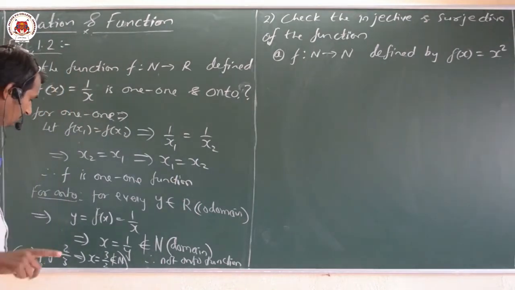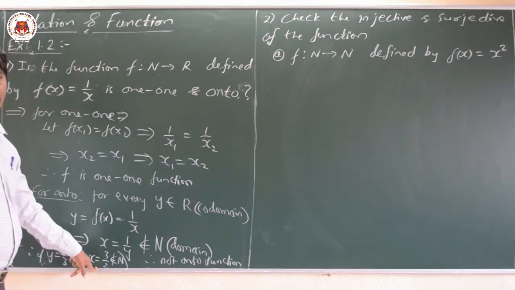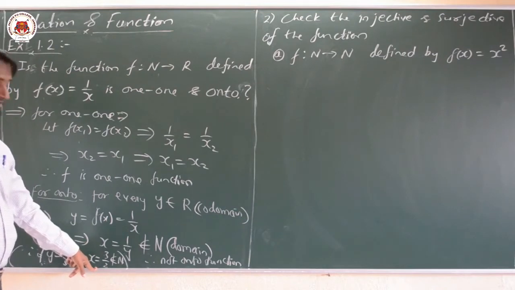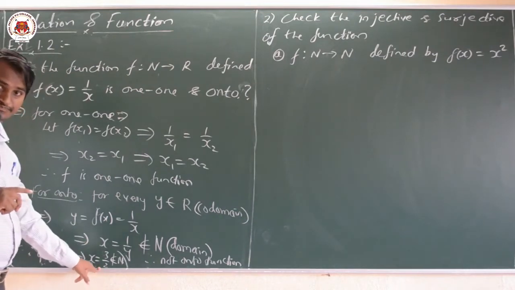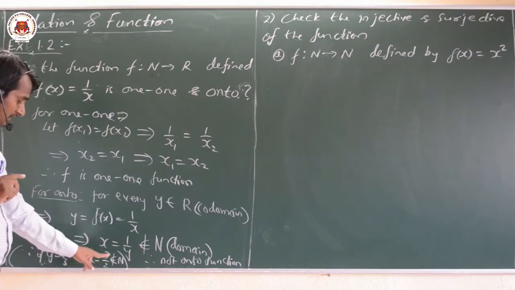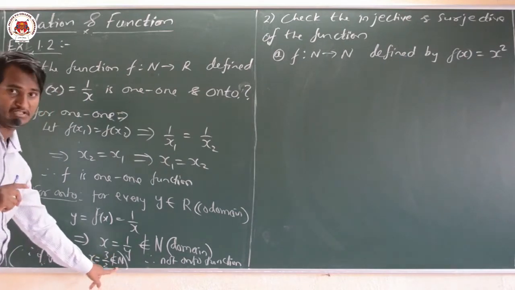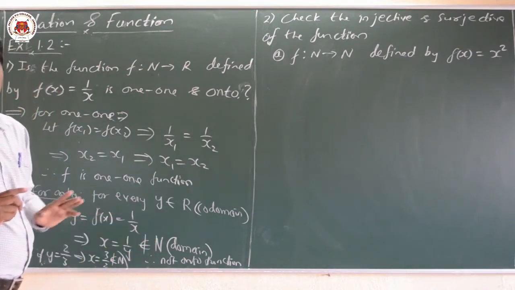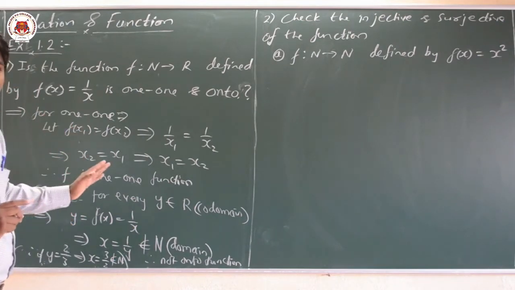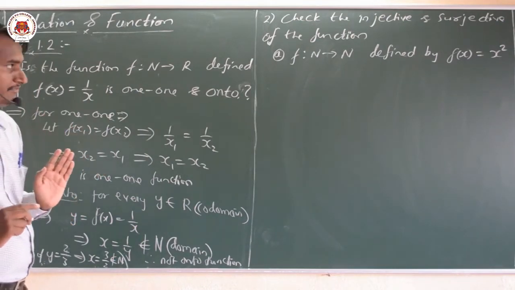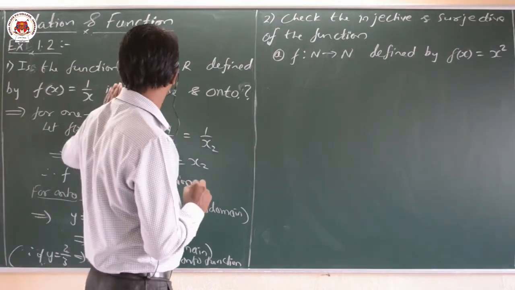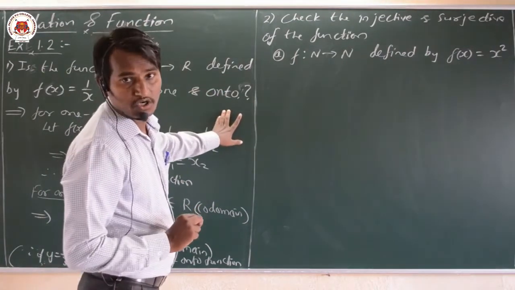Why is it not onto? Because 3 by 2 is not a natural number. Okay, dear friends, it may be a rational number, it may be a real number, but it is not a natural number. Therefore it is not an onto function. It is a very, very simple problem asked in your question paper. Now therefore the given function is one-one but not onto.